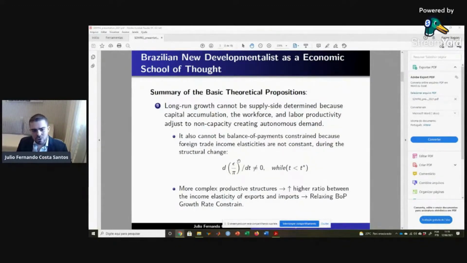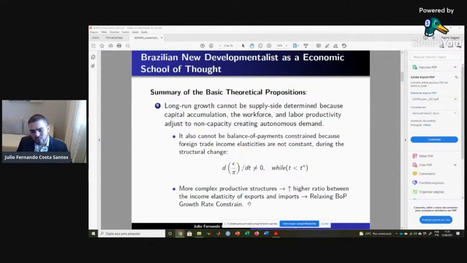structural change. This could be formalized as a dynamic equation in which the time derivative of the ratio between the income elasticities is different from zero while t is less than the t compatible with the steady state. More than that, if we increase the manufacturing share, this also has a positive sign in this differential equation. Another point is that more complex productive structures will have a higher ratio between the income elasticity of exports and imports, and this will relax the BOP growth rate constraint. So this is the main point.